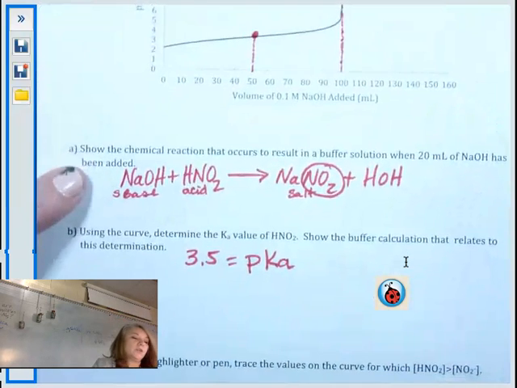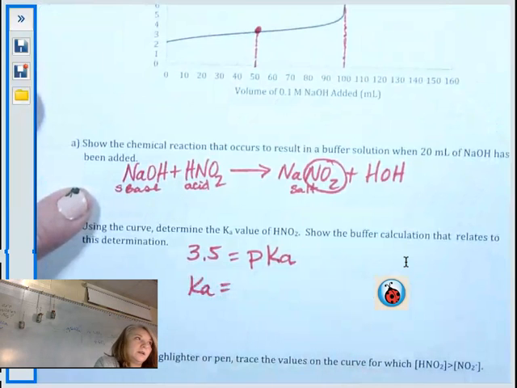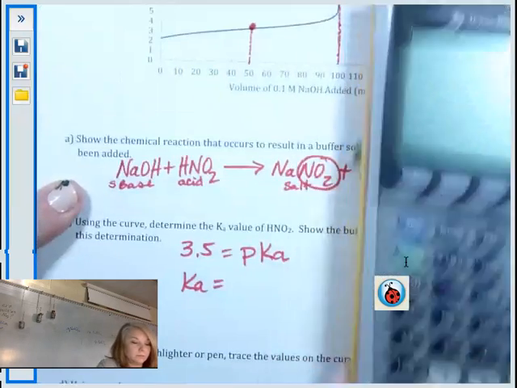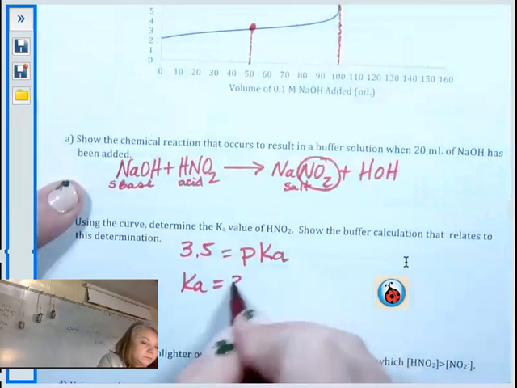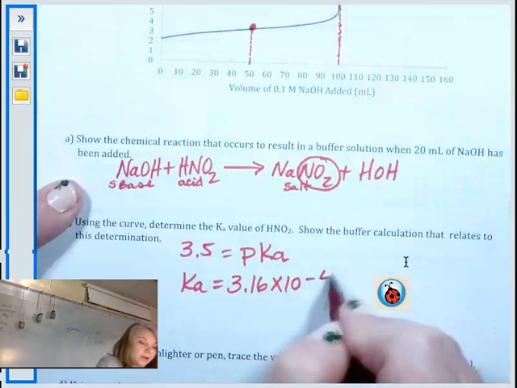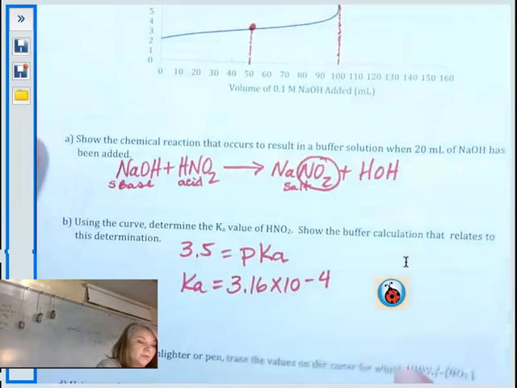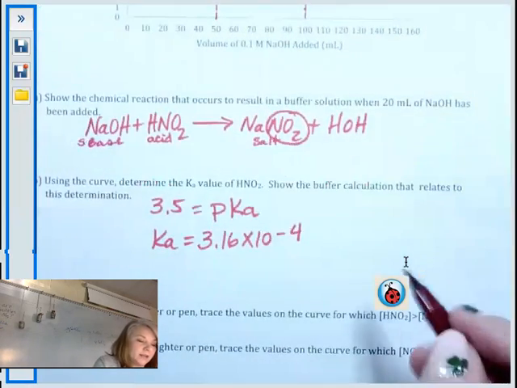How do you find your Ka? Antilog of a negative 3.5. Times 10 to the negative 4. There you go.